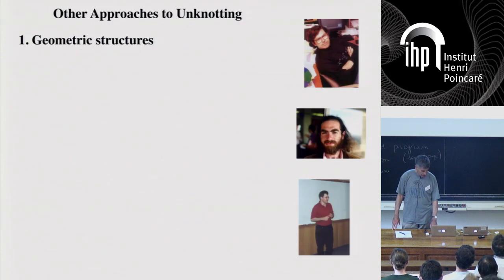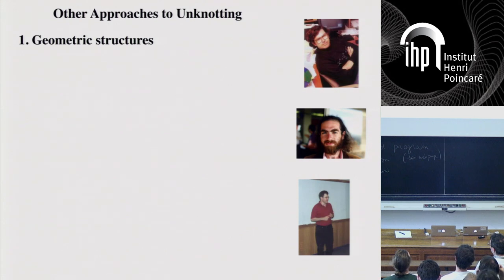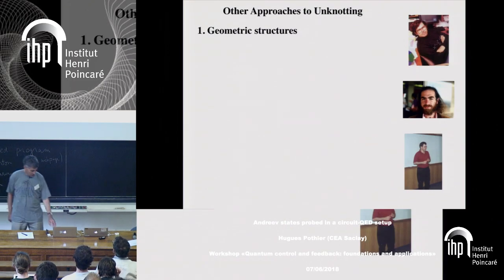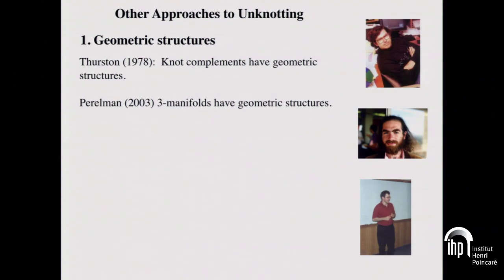So let's look at three-manifolds. Before I talk about the Haken approach, I'll talk about some other approaches that are very natural for unknotting that people have looked at. One approach is to try and use the geometric structures on a manifold, which we now know exist. Thurston, back in '78, showed that all knot complements have geometric structures, and that was extended to all three-manifolds by Perelman.